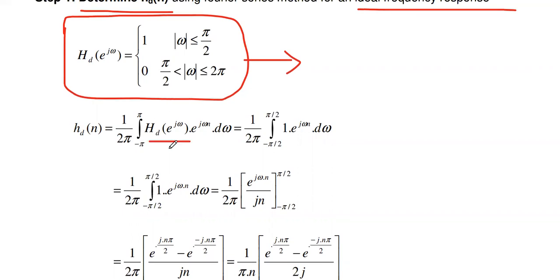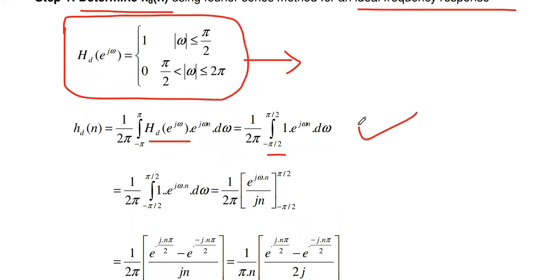So in this, we have to substitute the Hd of e power j omega value. What is Hd of e power j omega? It is 1 for the modulus of omega less than or equal to pi by 2. So what is the meaning of this? From minus pi by 2 to plus pi by 2, the Hd of e power j omega is 1. Okay, so 1 by 2 pi integration over minus pi by 2 to pi by 2, 1 into e power j omega n d omega.